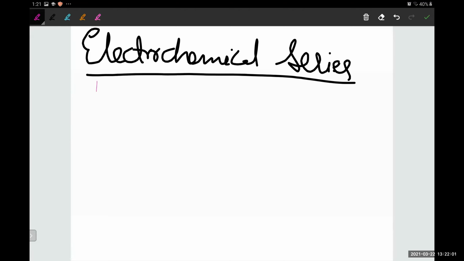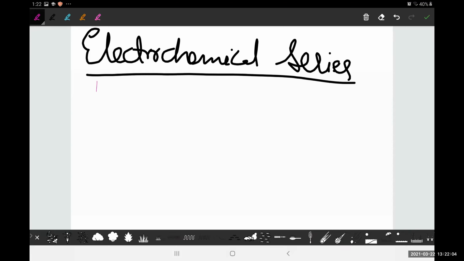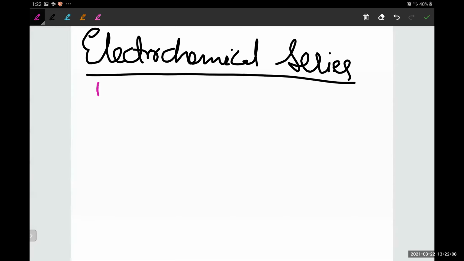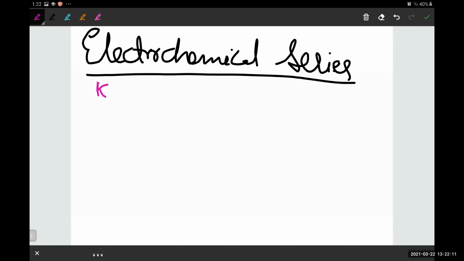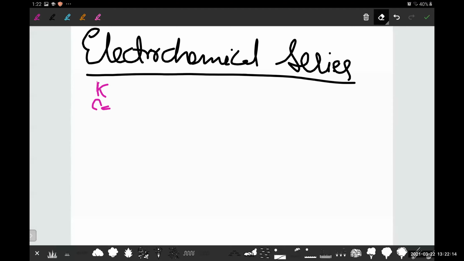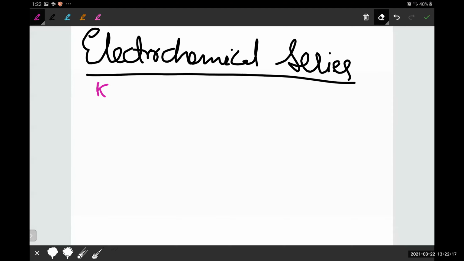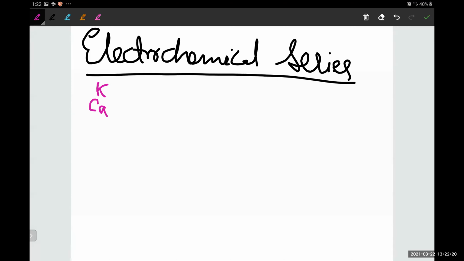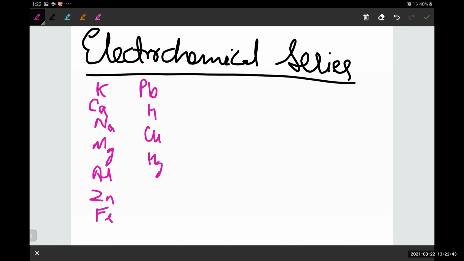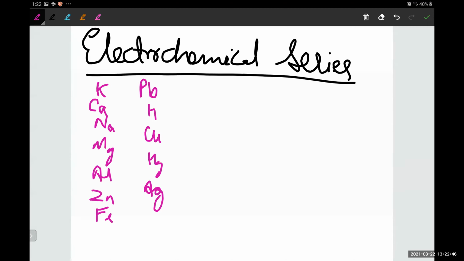Okay, so first of all we have potassium, then we have calcium, sodium, magnesium, aluminum, zinc, ferrous, then we have lead, that is Pb, then we have hydrogen, copper, Hg, that is mercury, and Ag, that is silver. Okay, I hope that it's clear to you.